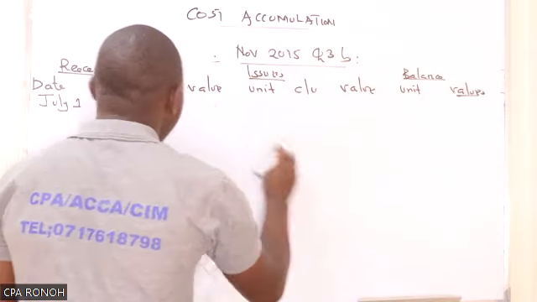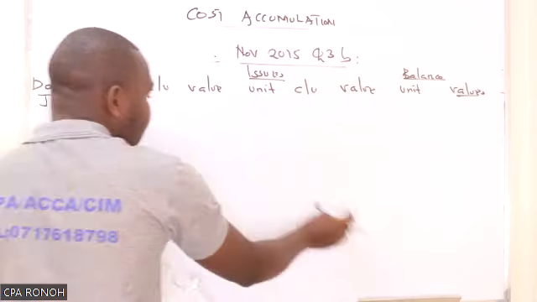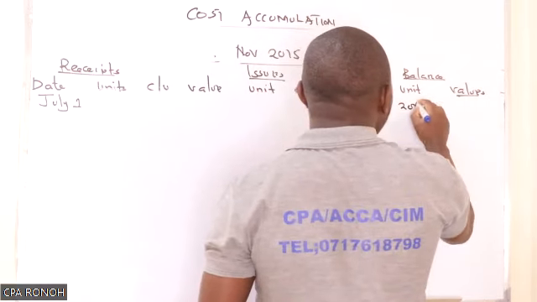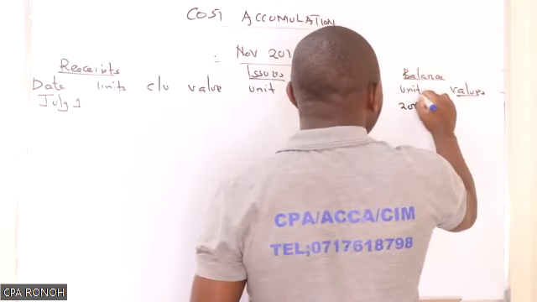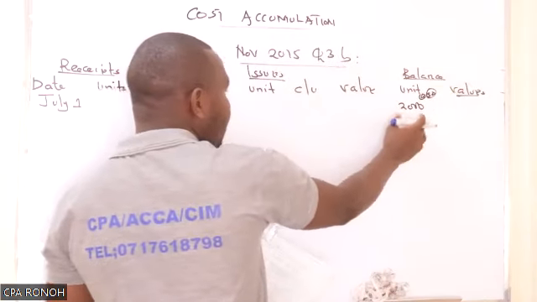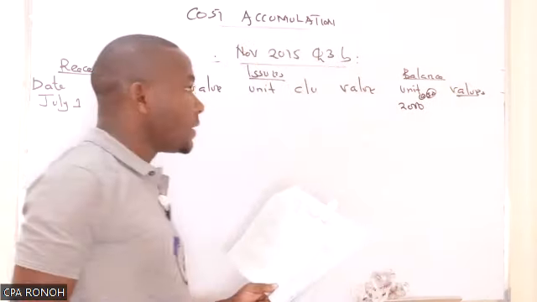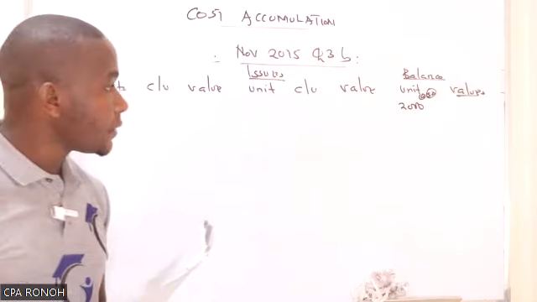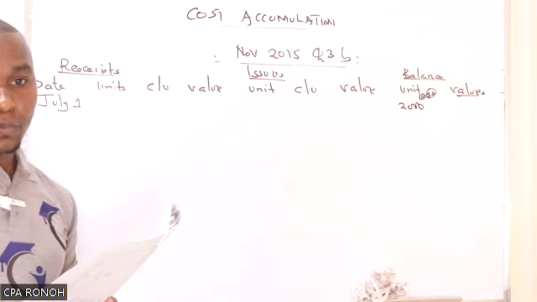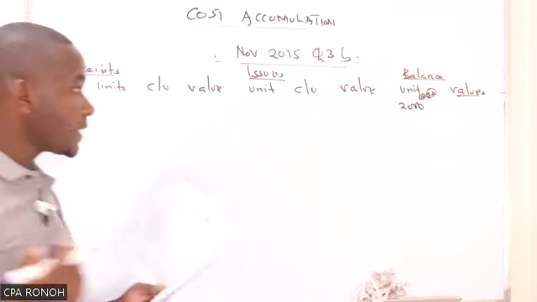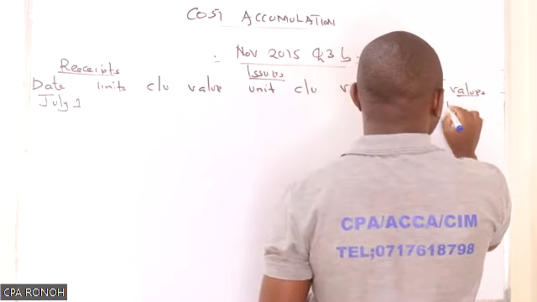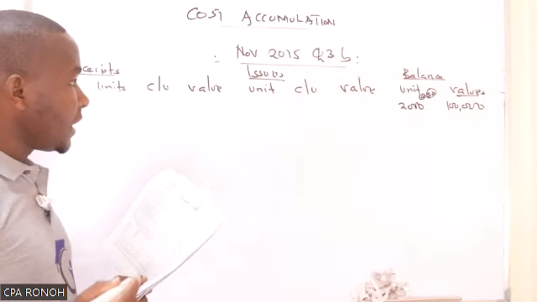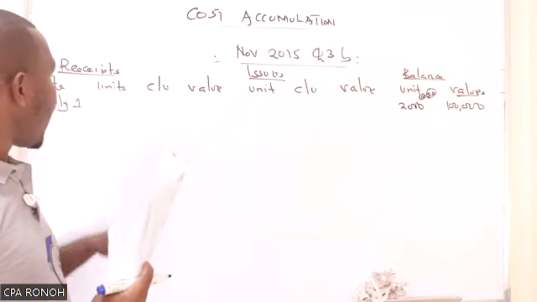Sorry, on 1st July we didn't receive, so don't put it in the receipts column. We add these 2,000 units at the cost price of 50. So you get units times cost. 50 times 2,000 is 100,000. So we have 100,000 as our opening stock on 1st July.